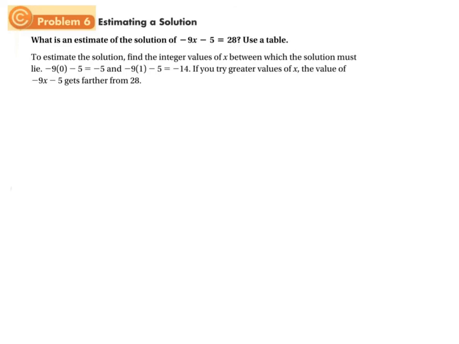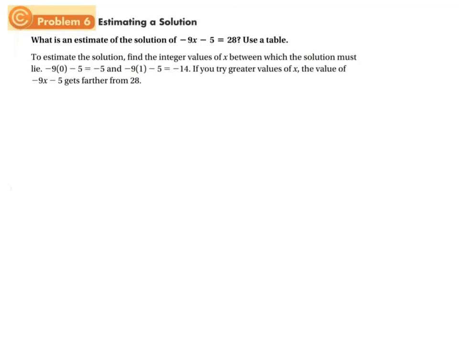So the question that they're asking is, what's an estimate of the solution of negative 9x minus 5 equals 28? The idea here is that if it doesn't land exactly on the value, then what numbers is it between? And so we want to find an estimate, figure out what numbers it's between by making a table and then seeing what values of x get us on either side of 28. Okay, so to estimate the solution, we're going to find integer values of x between which the solution must lie.